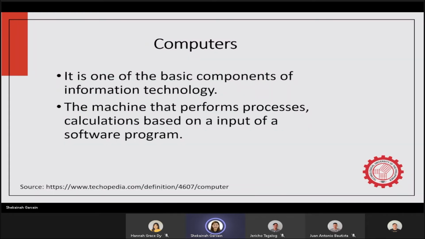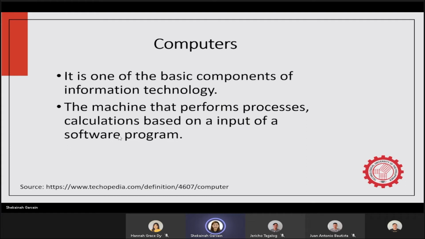The next is computers. It is one of the basic components of information technology and it is also considered as the centerpiece of IT. So it is also the machine that performs processes calculations based on the input of a software program. So computers, it comes with a personal computer or laptop, and with the use of computer, we could explore the internet, and the data can be processed approximately 20 million bytes per second.